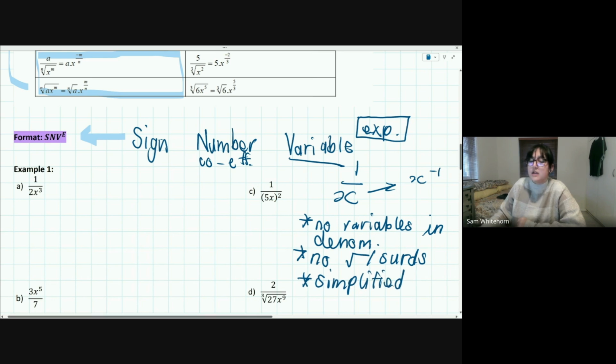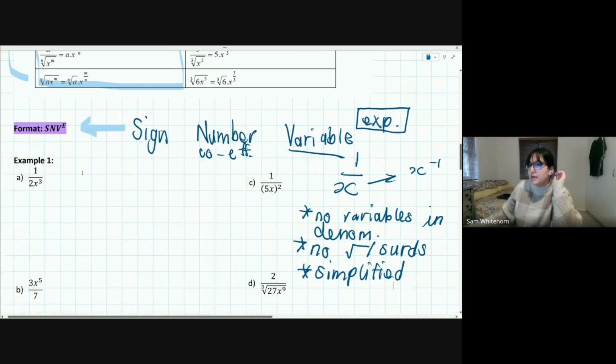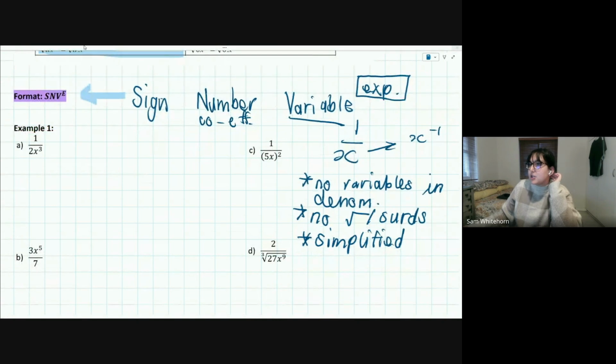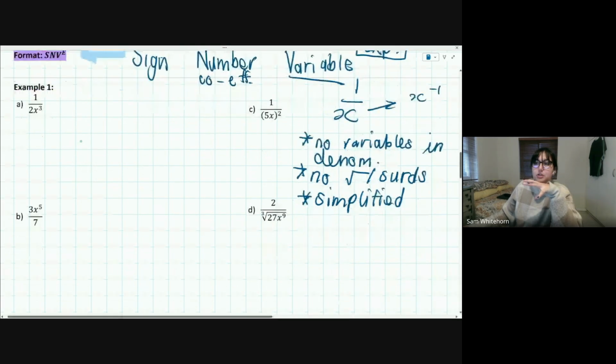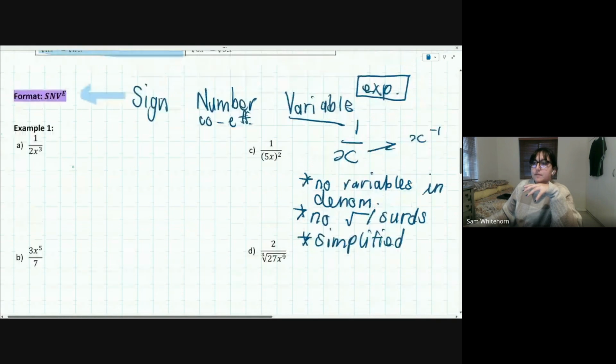So simplified could mean if you had 2/4, simplify that to a half. If you had a fraction where you had a binomial in your denominator and you can factorize the numerator, factorize first and simplify. So you always want to be working with a simplified expression when it comes to these sorts of questions. All right, but let's just have a look at actually putting expressions in the correct format that we want before we jump into actual differentiation.